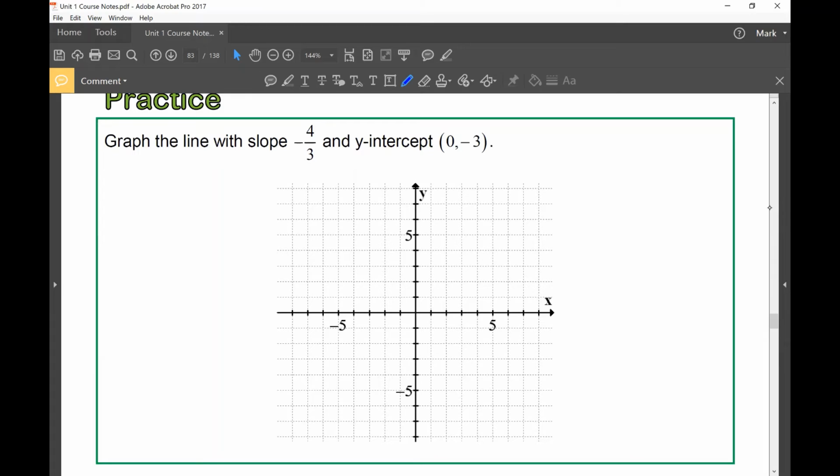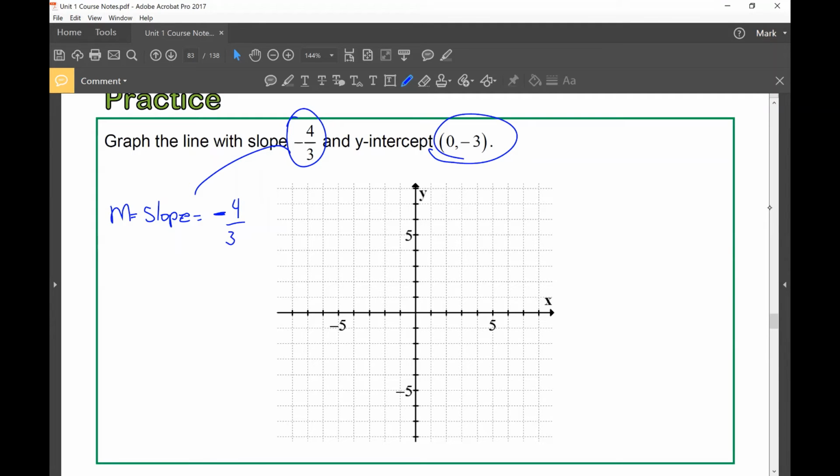So this says graph the line with the slope negative 4/3. Now I'm going to show you how this one works. That negative is really important. And the y-intercept is (0, -3). Okay. So first things first, M, which is my slope, is -4/3.